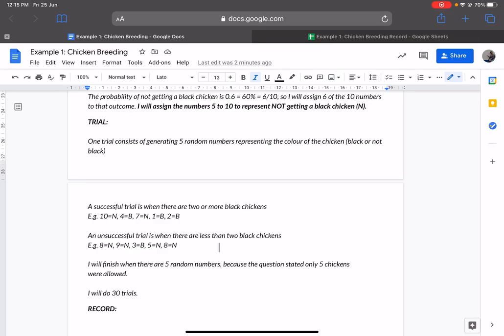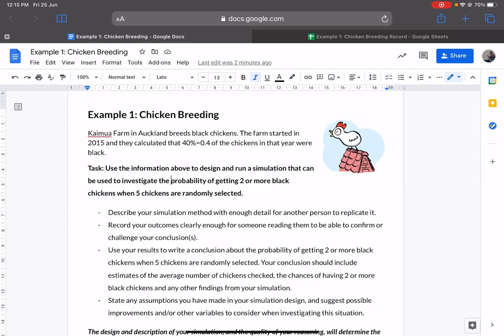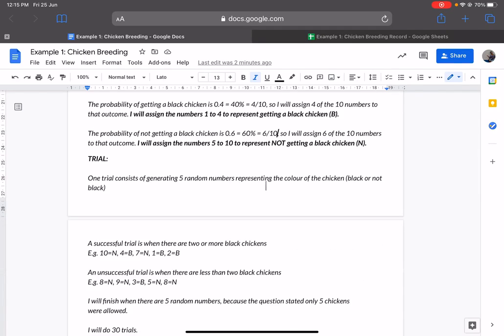So one trial consists of generating 5 random numbers representing the colour of the chicken, black or not black. And the reason that we chose 5 random numbers is because it said investigate the probability of getting 2 or more black chickens when 5 chickens are randomly selected. So we know that we're only going to pick 5 chickens, and it's either going to be a black or not a black chicken. So we want to investigate if you can find 2 of the 5 chickens black. So that means that having 2 or more black chickens means that it was a success.